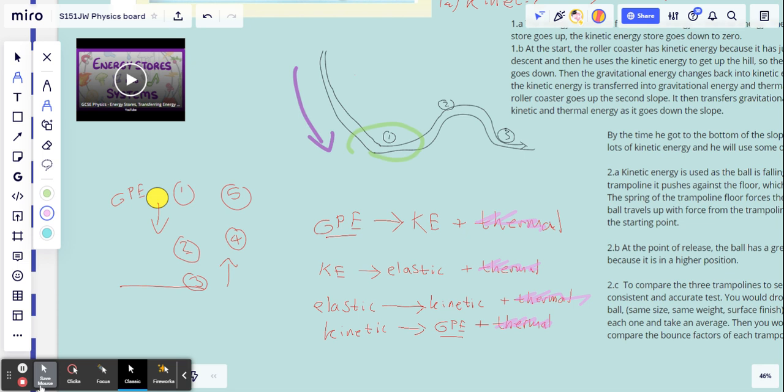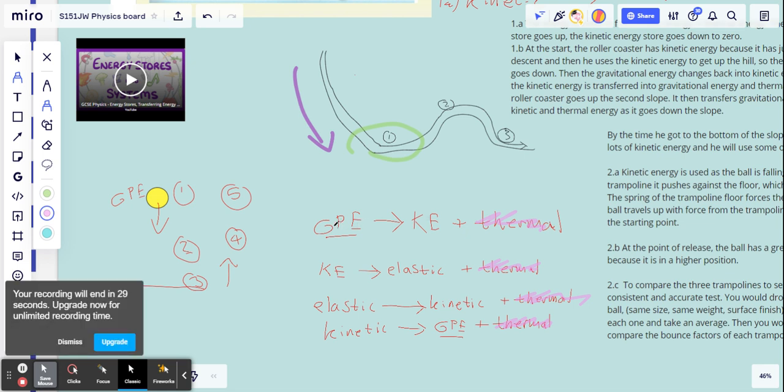And then you want to use the word store. So we'd say gravitational potential energy is being transferred into kinetic energy store. That kinetic energy store is being transferred into elastic energy store, and so on and so forth. Yeah, okay? Right, that's just the first bit, so I'll save that now.